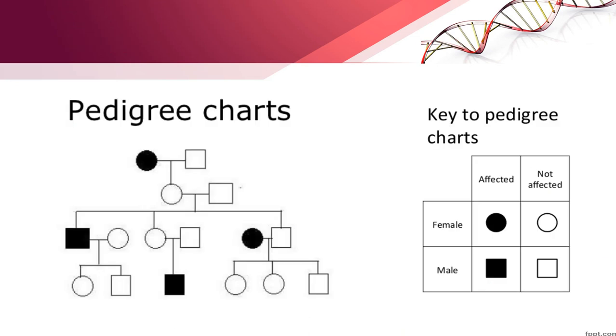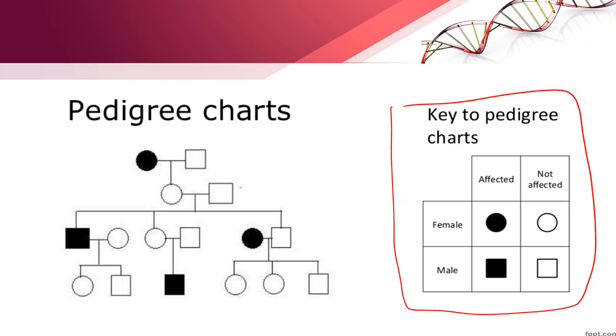So this is an example of some pedigree charts and a key to the pedigree. This key will always be used for all the pedigrees that we look at. If it is colored in, it is affected by that trait. So phenotypically we would see it. It would be an observable trait. If it is unshaded, it will not be affected by the trait.